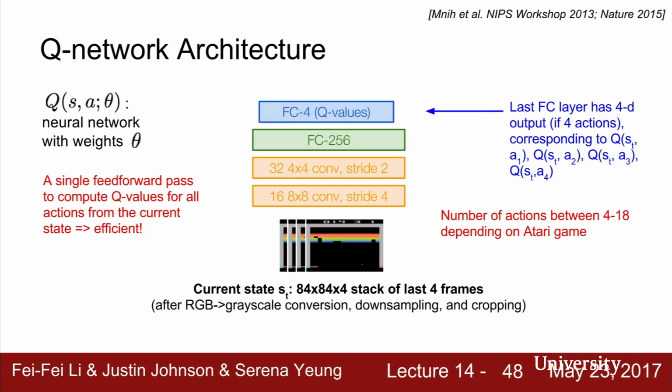And one nice thing here is that using this network structure, a single feed-forward pass is able to compute the Q values for all actions from the current state. And so this is really efficient. So basically, we take our current state in, and because we have the Q value for each action as our output layer, we're able to do one pass and get all of these values out.